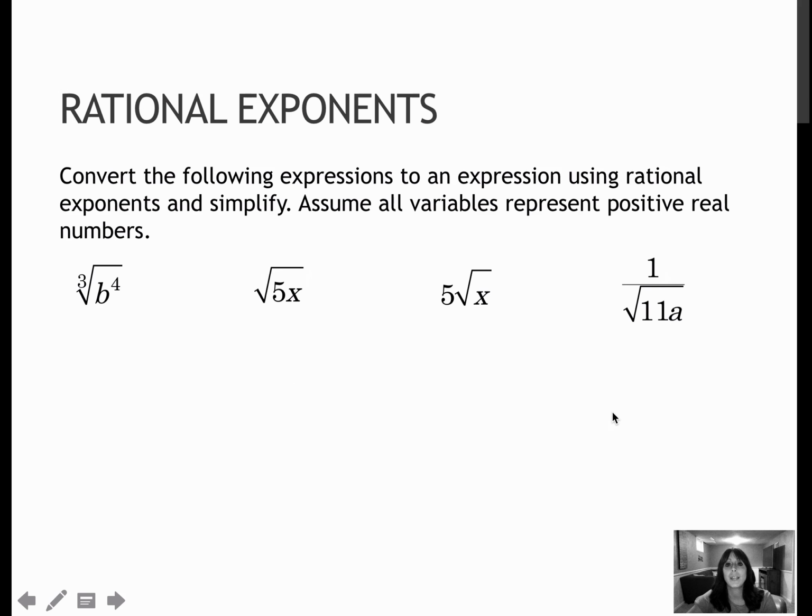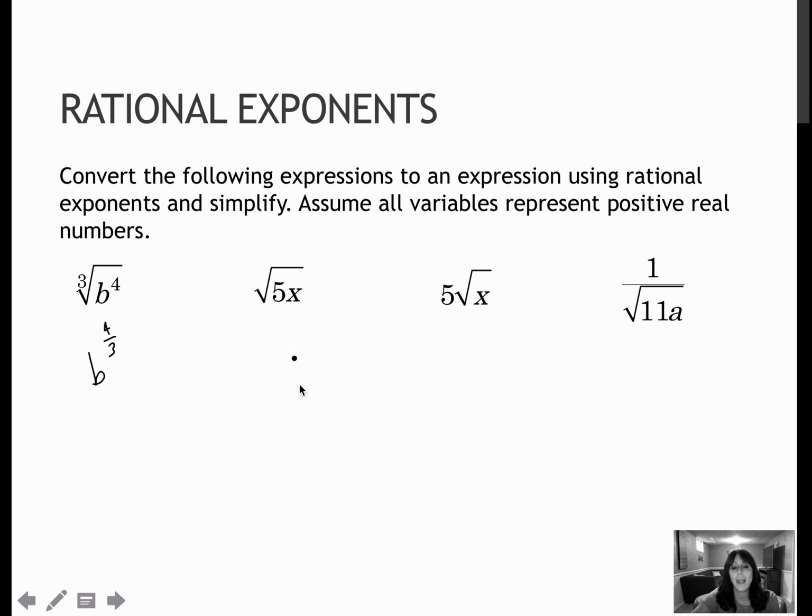Now this is going in the opposite direction, which we have not practiced yet. So now we have radicals that we have to turn into a rational exponent. So we know that whatever the exponent is the numerator, and whatever the index is the denominator. So I would rewrite this as b to the 4/3. b to the 4th, cubed root, b to the 4/3.